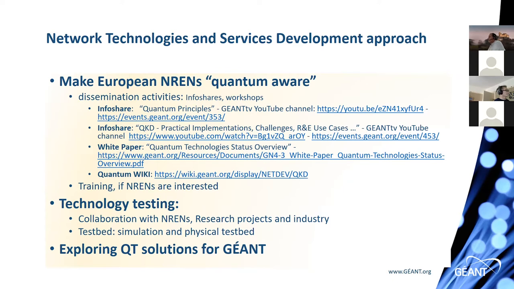The first task that we focus on is dissemination. You have already seen two InfoShares, or you can look at them on the GÉANT TV YouTube. The first one presented the quantum principle. The second one covered quantum key distribution, which is the first use case that could potentially be implemented for real in our network. There was also a white paper that you can look at if you are interested. We put all the information that we get into a wiki, so there you have the address of the wiki.